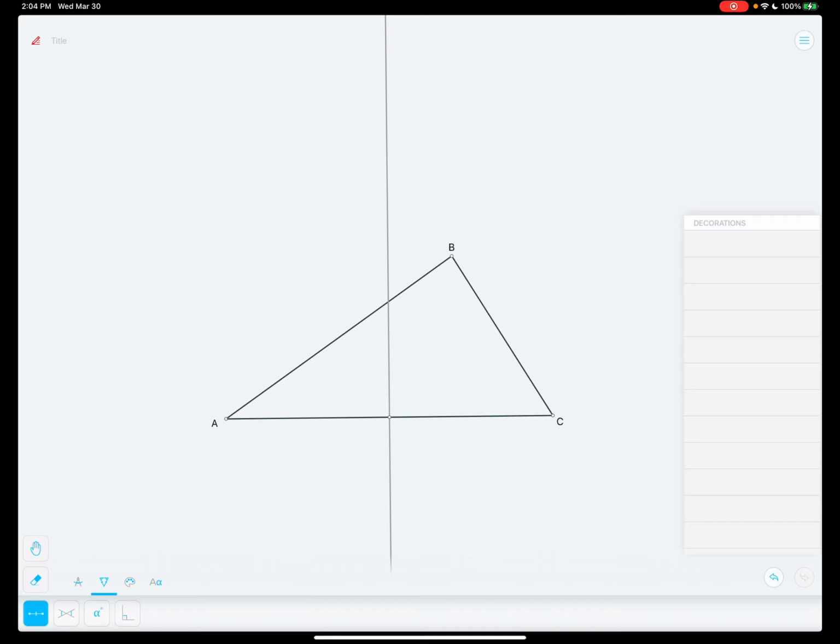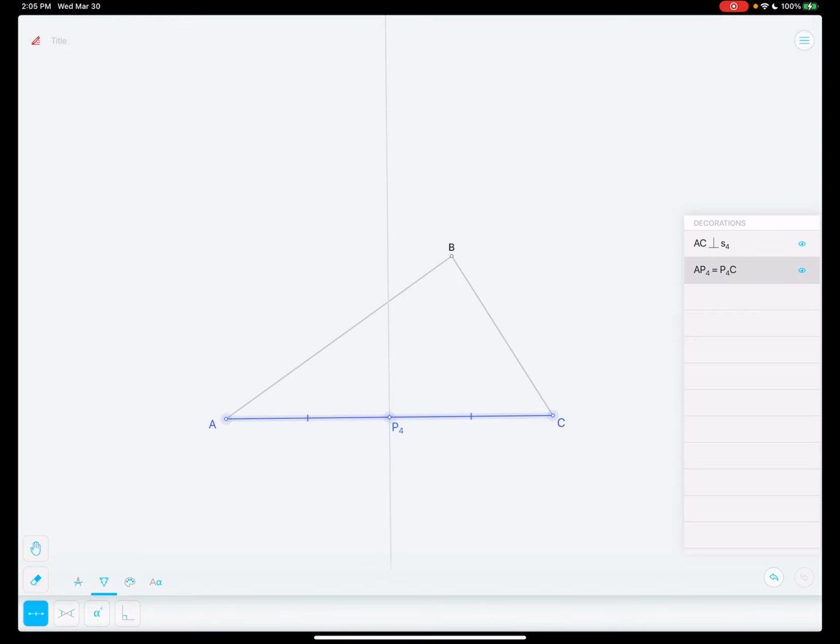Remember, a perpendicular bisector means that my segment intersects my line at a 90-degree angle. So over here we can see that this perpendicular bisector is going through AC at a 90-degree angle, and the second part of a perpendicular bisector, the bisector part of it, is that if I look from here to here, that is the same distance as from here to here.